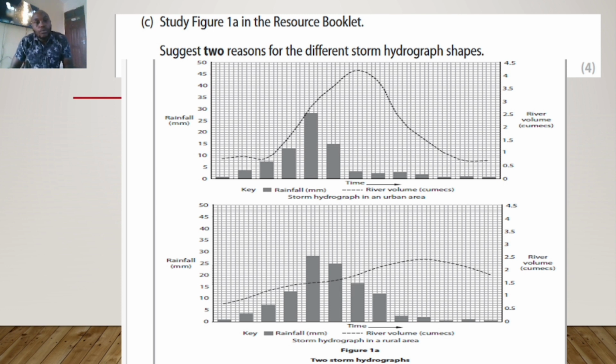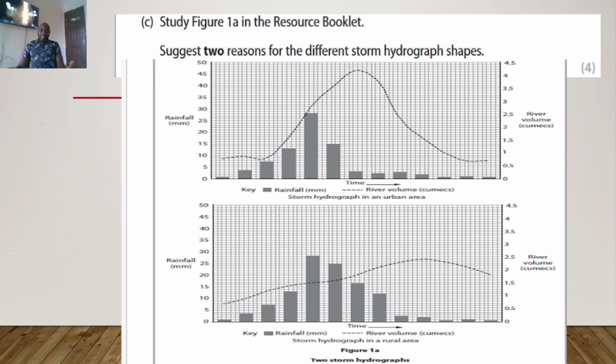So what are the reasons for this? This is an urban area and this is a rural area. What do you think is there in an urban area, and what do you think is there in a rural area? In an urban area, just think of it. We have concrete pathways. Deforestation has happened there, so the soil is mostly bare. We also have built-up areas, things like that.